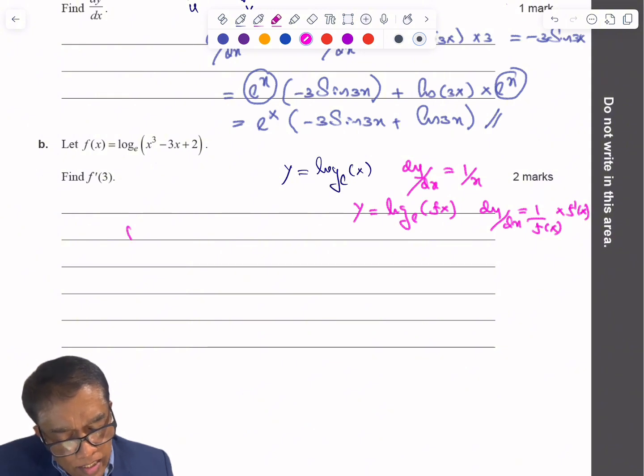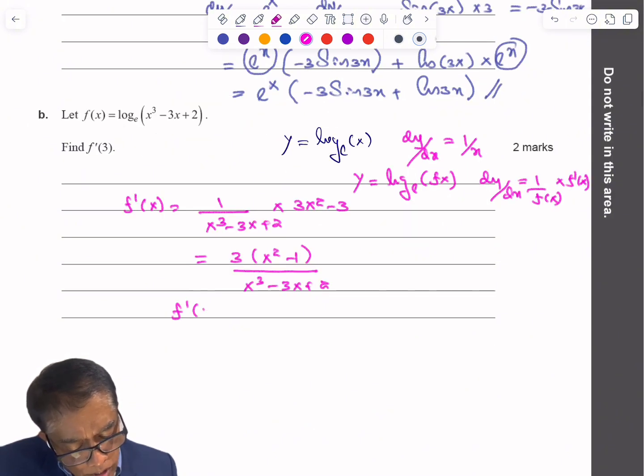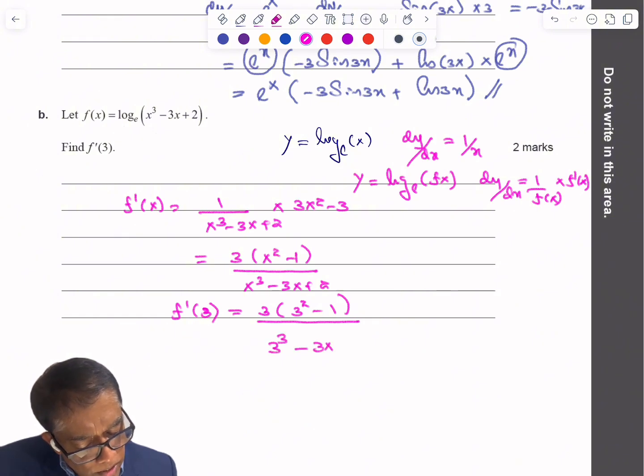This f'(x) is 1 over (x^3 minus 3x plus 2) times the derivative of the function, which is 3x^2 minus 3. Now if we take 3 out, we get 3(x^2 minus 1) divided by (x^3 minus 3x plus 2). Now we are asked to find f'(3). We have to substitute 3 for x: 3 times (3^2 minus 1) divided by (3^3 minus 3 times 3 plus 2).